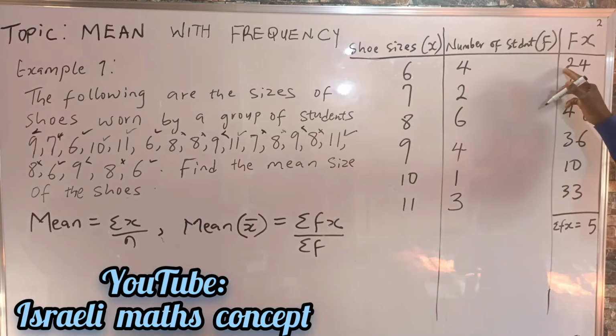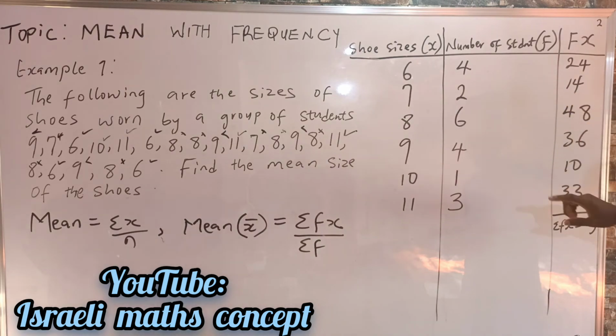Then let's come here also. 2 plus 1 is 3, and 3 plus 4 is 7. 7 plus 3 is 10. 10 plus 1 is 11, and 11 plus 3 is 14. And 14 plus 2 will give us 16. So we have 16. So automatically the summation of fx will give us 165.